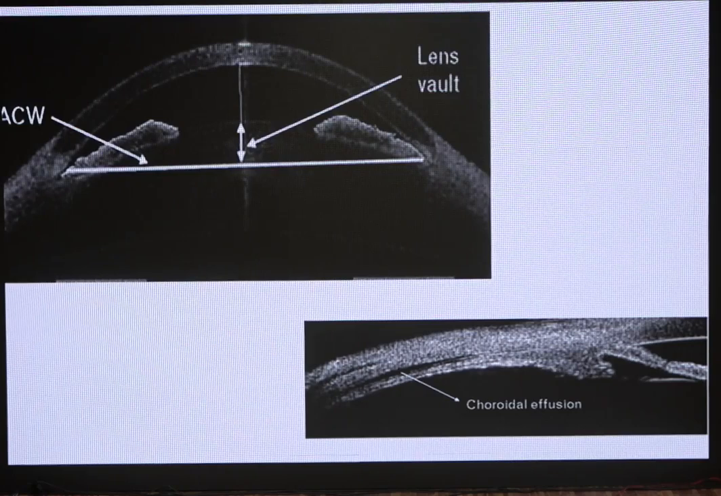Here you can see on an ASOCT increased lens vault. Do you know how much is a normal lens vault? Anyone?